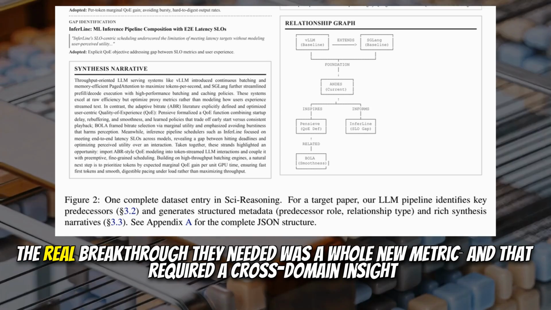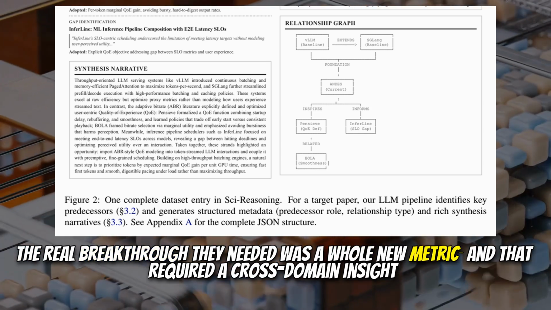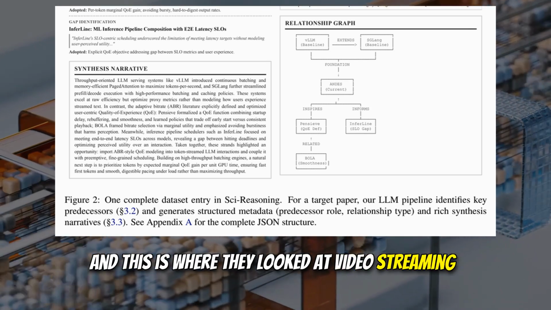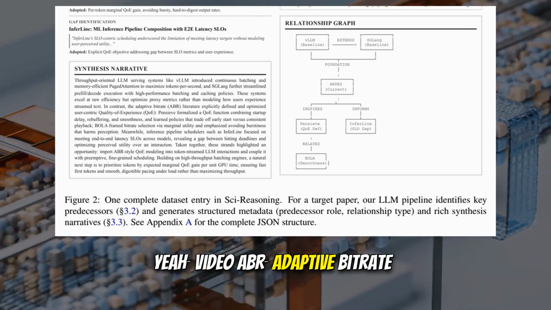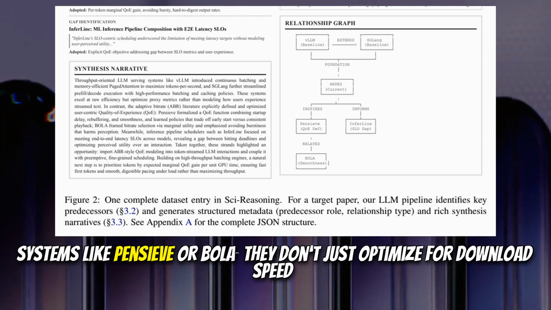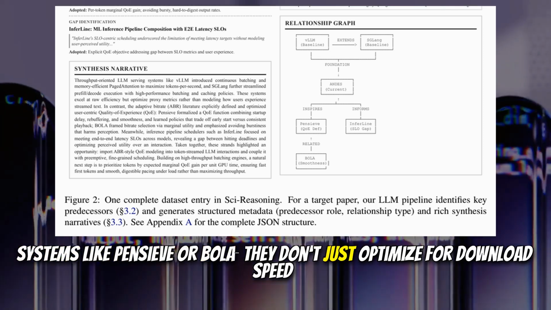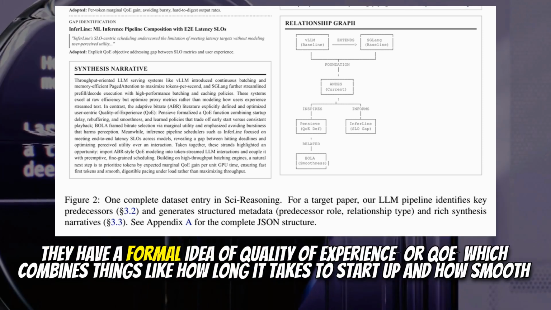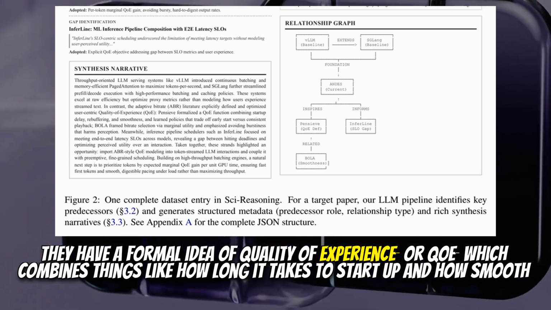Right. The real breakthrough they needed was a whole new metric, and that required a cross-domain insight. And this is where they looked at video streaming. Yeah, video ABR, adaptive bitrate. Think about how Netflix or YouTube works. Systems like Pensieve or BOLA, they don't just optimize for download speed, they optimize for a smooth picture. They have a formal idea of quality of experience, or QoE.